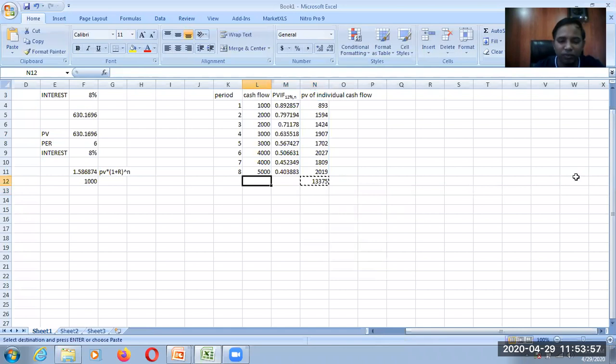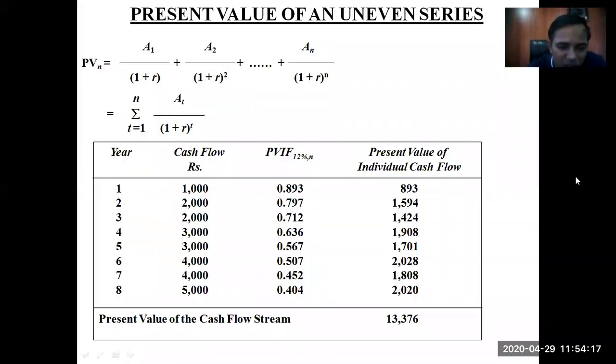13,375. And the future value of this entire amount comes to 24,000. So this 24,000 when converted to present value, it comes to 13,375, which was to be 24,000 for future. So this is how you can calculate the present value of uneven series.